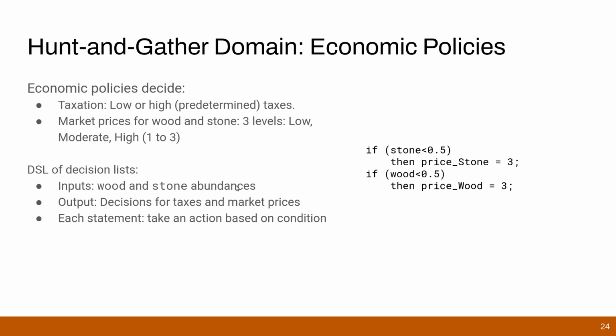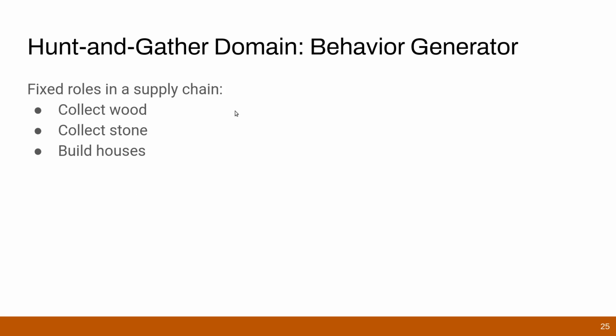The DSL of programs here consists of decision lists, which are a sequence of if statements where an action is taken based on a condition. Programs take resource abundances as input and output the decisions that we saw above. For example, the program shown here raises the price of a resource if its abundance is less than a particular value. The behavior generator in this domain simply has the agents performing fixed roles in a supply chain, where two of the agents collect resources, and a third buys them and builds houses using them.